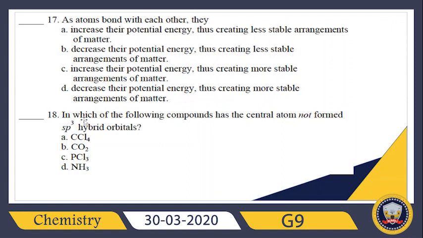Now, for this one, we will discuss it later, when we take the lesson about hybrid orbitals. But the answer for question 18 is B, CO2, and we will take the hybrid orbitals, sp3, and the types of hybrid orbitals.